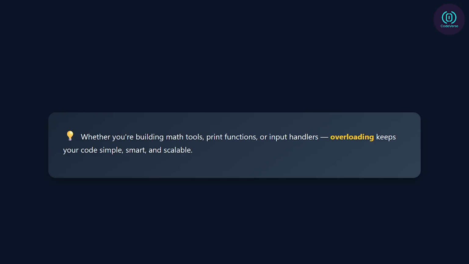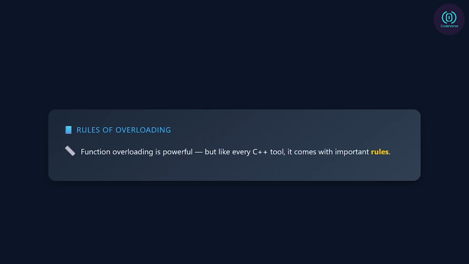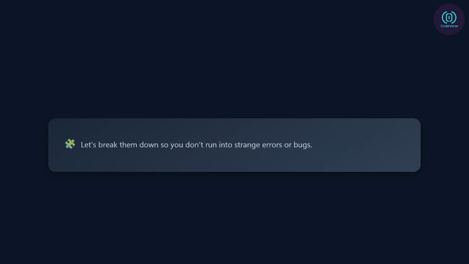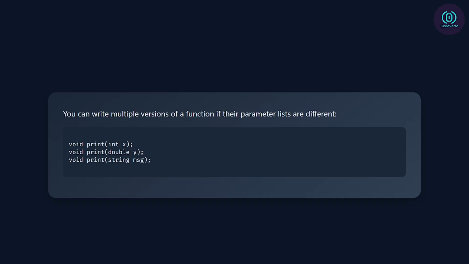Function overloading sounds powerful, but like every tool in C++, it comes with a few important rules. Let's break them down so you don't run into strange errors or bugs. Rule 1: functions must differ in the number or types of parameters. This is the core of overloading. You can write multiple versions of a function, as long as their parameter lists are different. For example, void print(int x), void print(double y), void print(string message). This is perfectly valid. The function name print stays the same, but each version handles a different type of input.